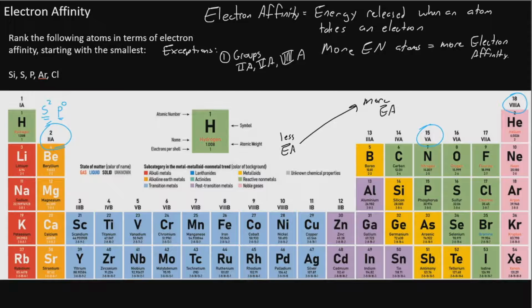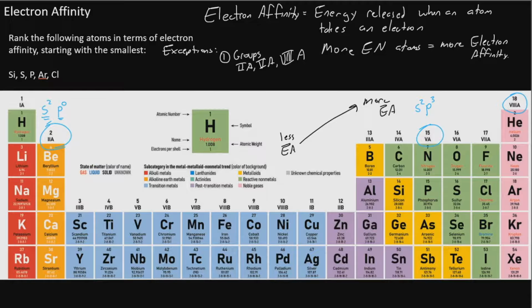Group 5A has a similar problem in that its configuration ends with S2P3. The S2 is a complete subshell, and the P3 is a half-filled subshell. That's also stable, and so putting an electron on anything from Group 5A would not be as favorable. Therefore, its affinity would be lower.